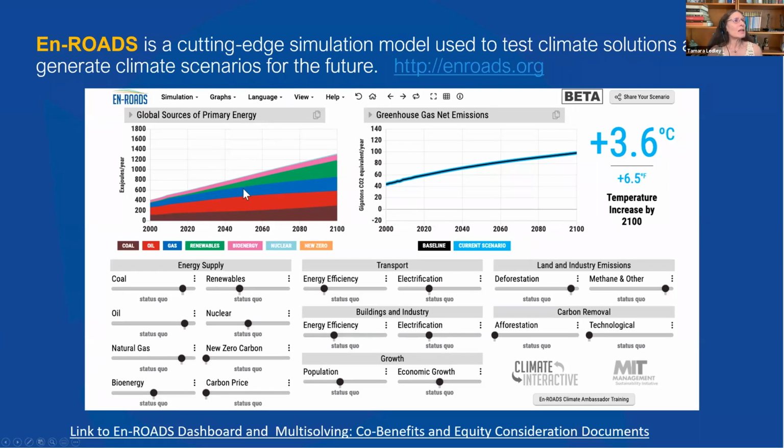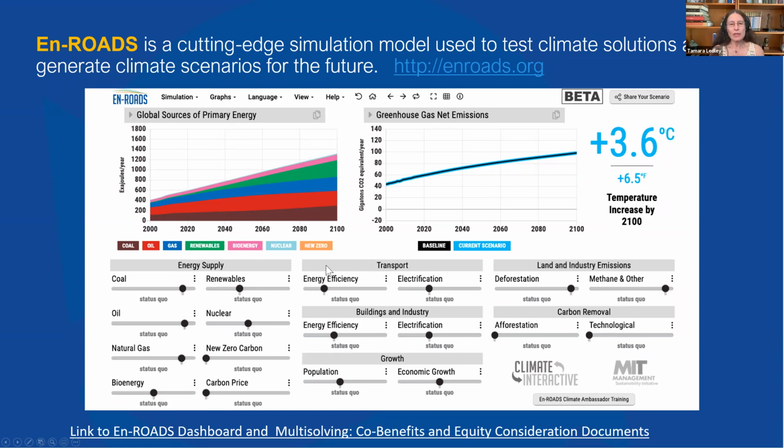So here are the panels we're going to be looking at. These are the global sources of primary energy. And I'll review those in a little more detail when we get to the live model, but you'll see that these are all the sources of energy: coal, oil, gas, renewable energy, bioenergy, nuclear, and new zero. What this new zero carbon is imagining is a new technology that is invented that is cheap, that produces cheap energy with no carbon emissions, no greenhouse gas emissions. So that's what this one is. And so we're going to be looking at all of these different sliders here.